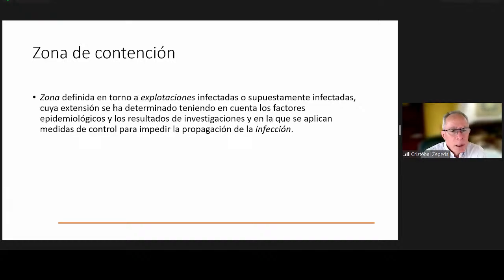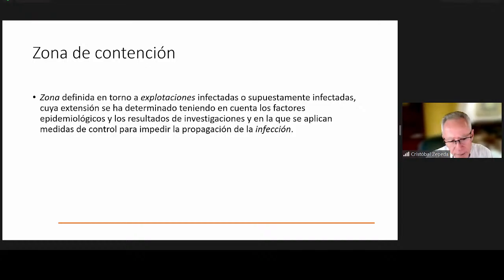And the other concept is the containment zone, and it has been defined in relation to infected exploitations in the event of an outbreak. This containment zone can be established around all the outbreaks, and once the disease has been controlled, you can resume foreign trade in all the territory outside of this containment zone. And the purpose of these containment zones is to gain some time before resuming international trade.